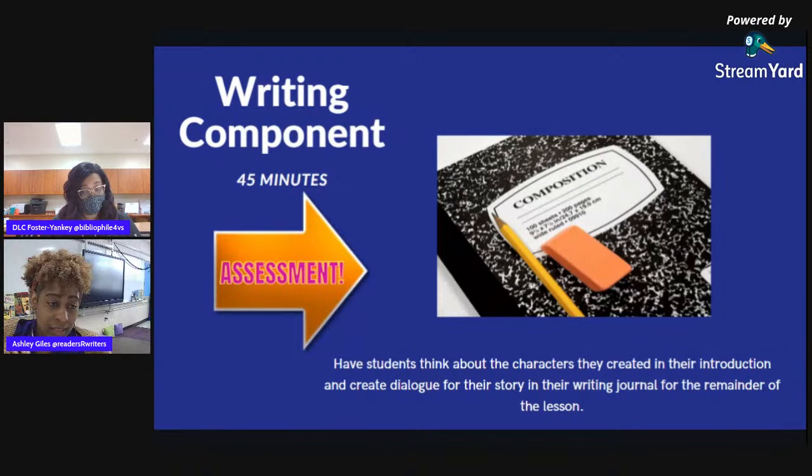Once students add that dialogue, the proper punctuation and capitalization, then the student is going to go back into the reader to ensure that they have corrected it, punctuated it correctly.